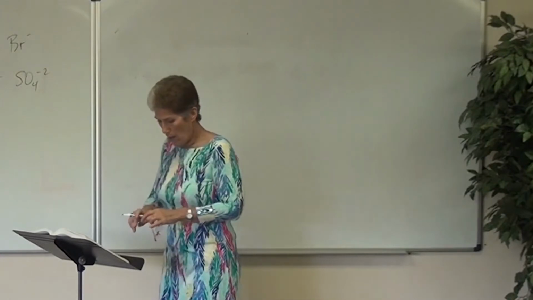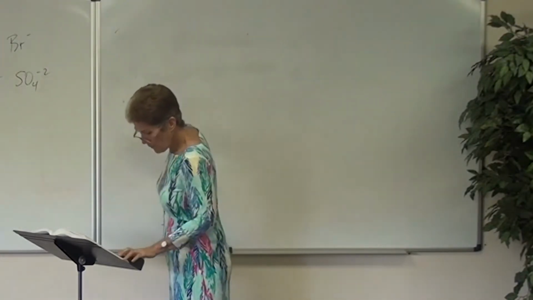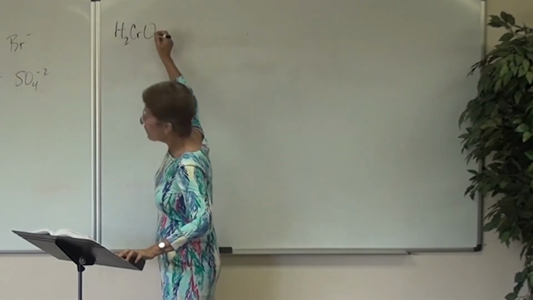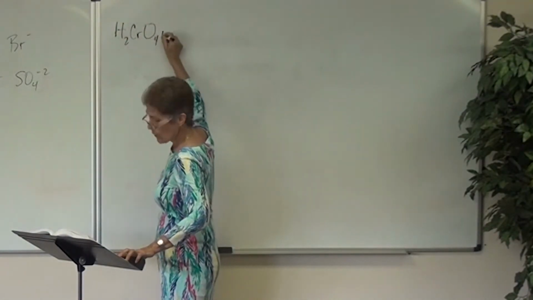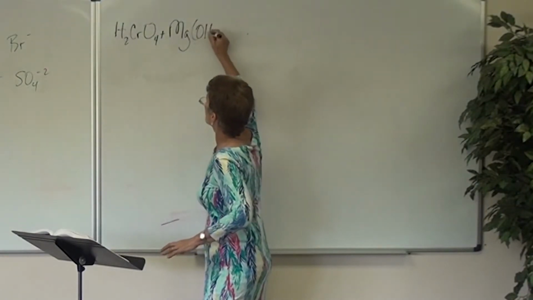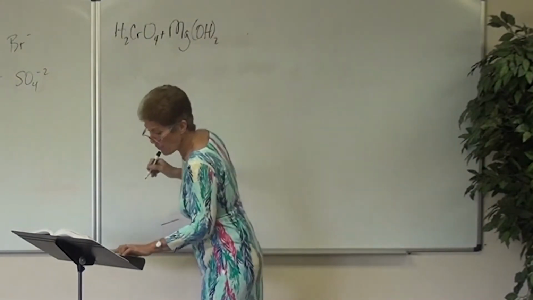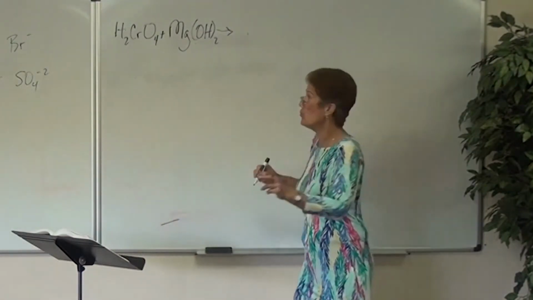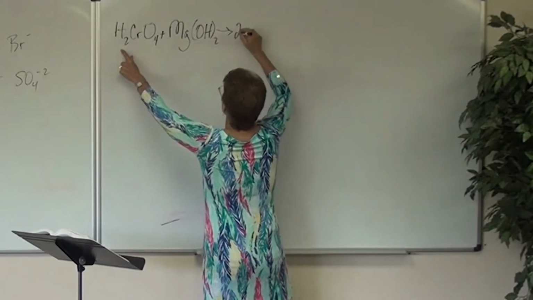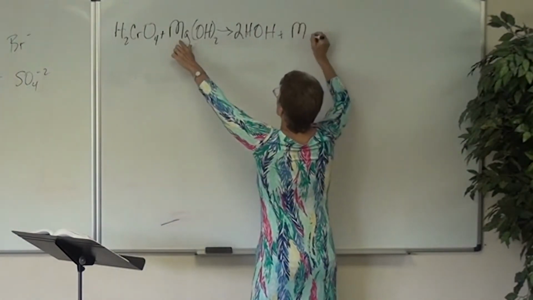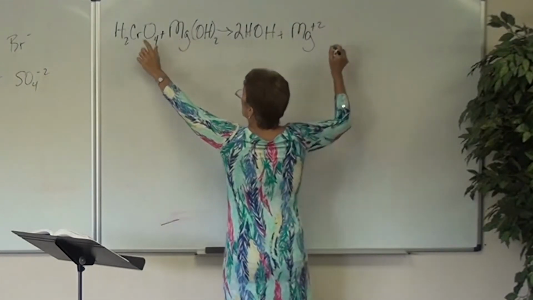Alrighty. Last one. H2CrO4. Okay, is it ionic or covalent? Good, that's ionic. So what am I going to make? Salt water. How many waters am I going to make? 2. There's 2 of these, 2 of these. So I'm going to go 2 waters. I'm left with that and that.